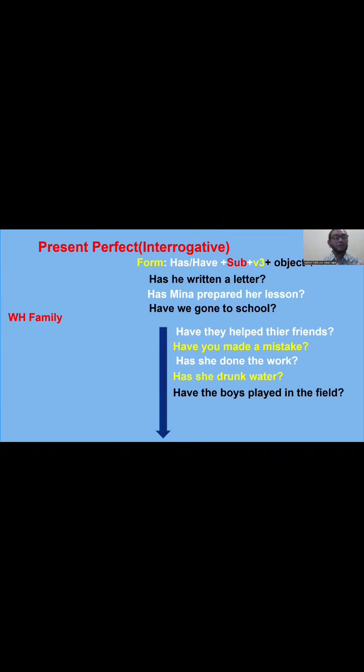Okay. Now come to the WH family. WH family, the formation. At first, we have to discuss WH family. We have to use or put it first. And then after the WH word, you have to add has or have. Then subject and then verb 3 and object. Okay. That means we only use WH family before the present perfect interrogative sentences.